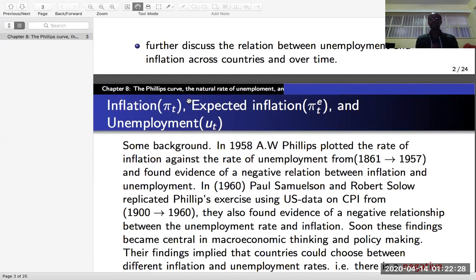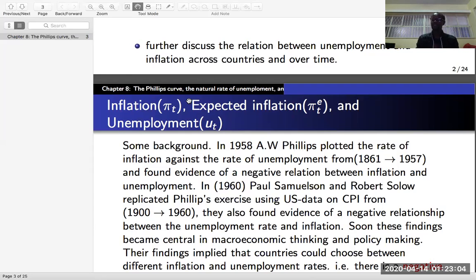So let us start. I'm going to start by giving you a simple background on inflation, expected inflation, and unemployment. In 1958, Phillips plotted the rate of inflation against the rate of unemployment, and he found evidence of a negative relationship between inflation and unemployment. In the 1960s, Paul Samuelson and Robert Solow replicated Phillips' exercise, but this time using US CPI from the 1960s, and they also found a negative relationship between unemployment and inflation.